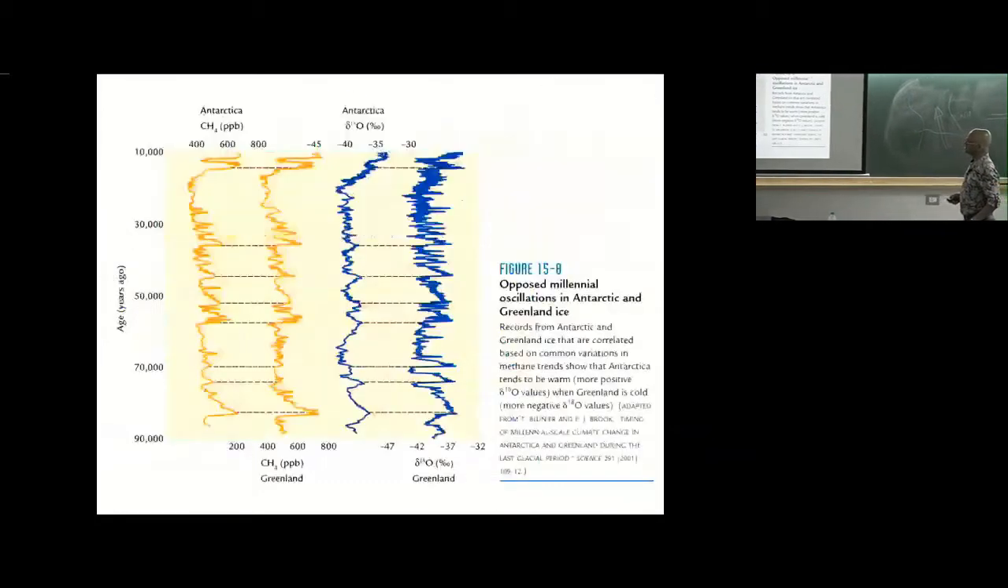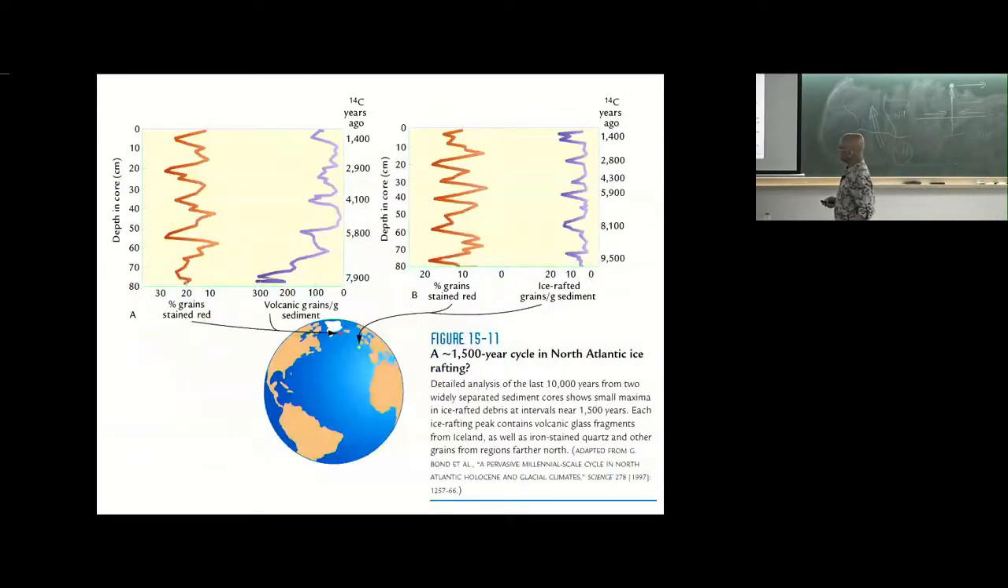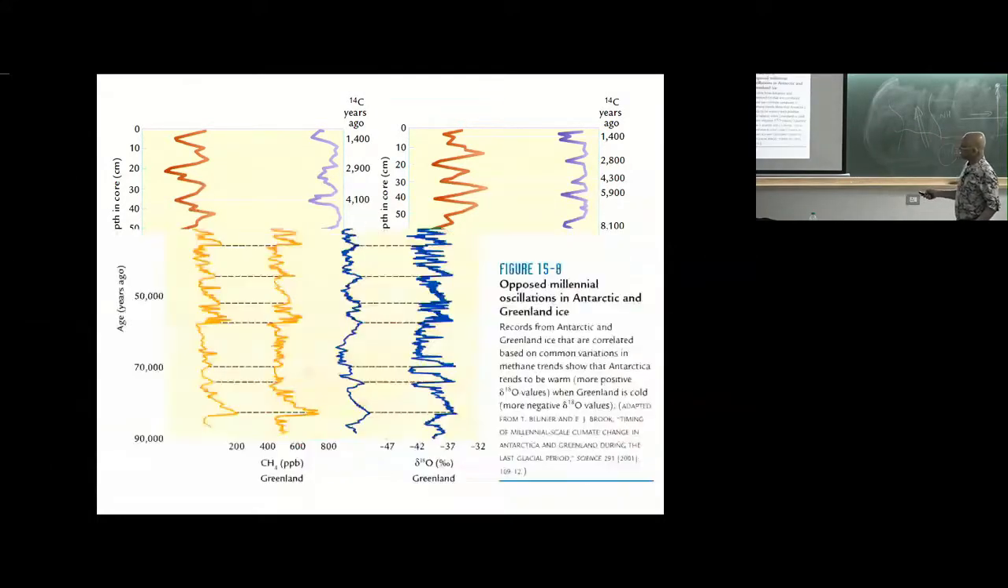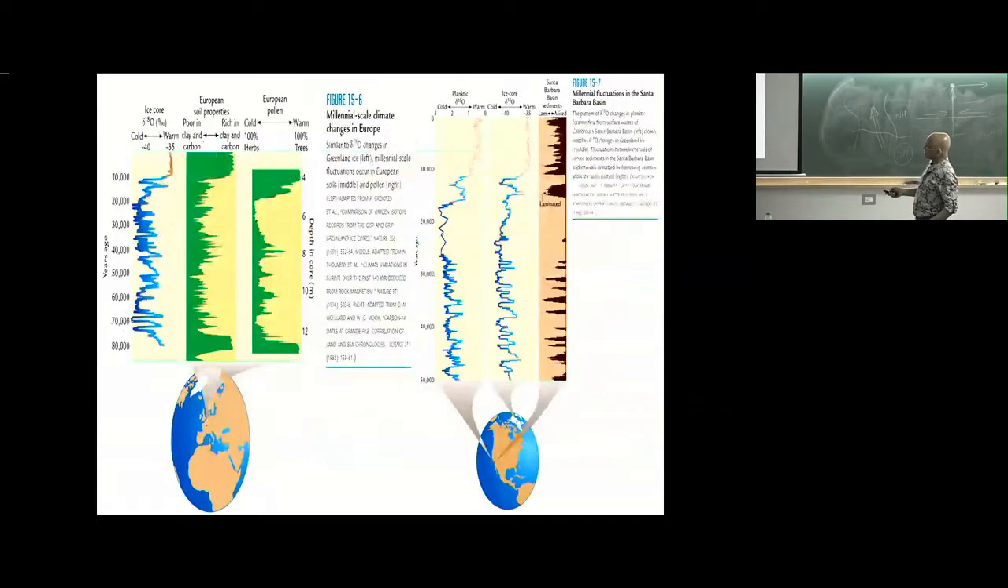That also has to be explained. How is it that north and south are synchronized on these time scales? So these are more and more evidences. This is more like a 2,000, 3,000, 4,000 year time scale signature.